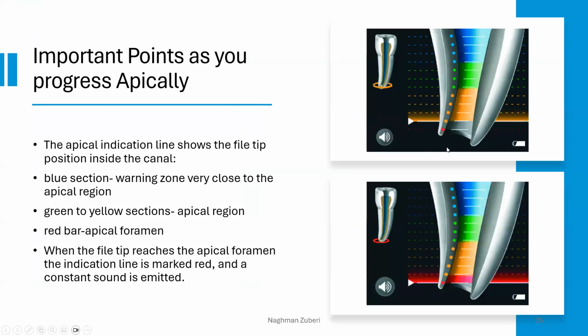Important points as you progress apically. The apical indication line shows the file tip position inside the canal. Blue section, warning zone, very close to the apical region, this area. Green to yellow sections, the apical region is there now. And red bar, you are at the apical foramen. When the file tip reaches the apical foramen, the indication line is marked red and a constant sound is emitted. A constant beep will be heard.